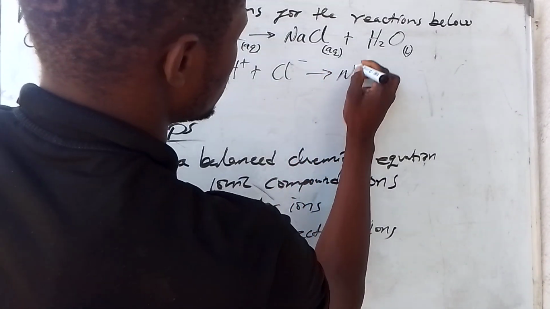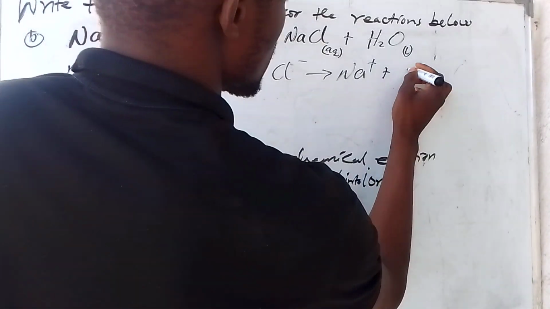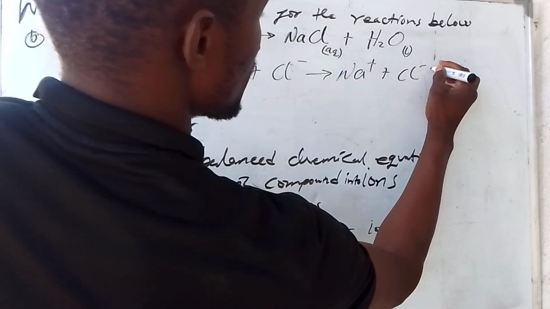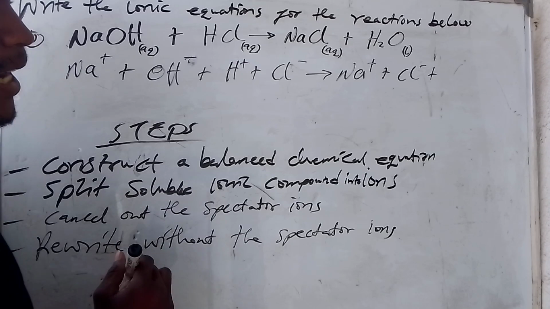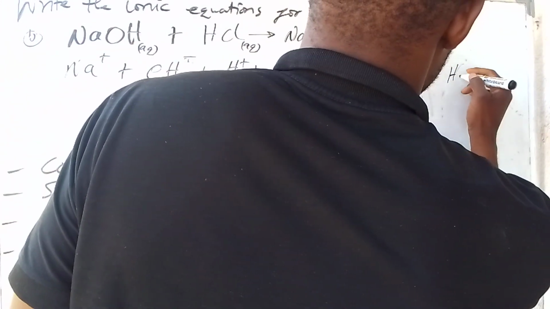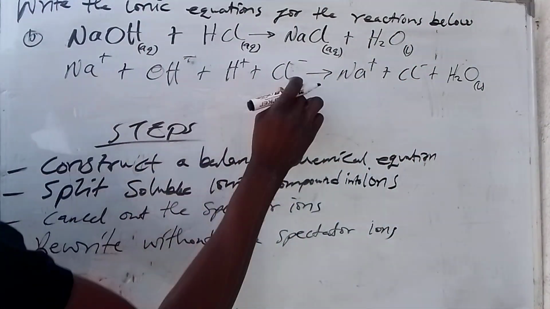So we split it as sodium ions plus chloride ions. And this one, which is water, is in a liquid state, so we don't split it. So H2O as liquid. These are all in aqueous.